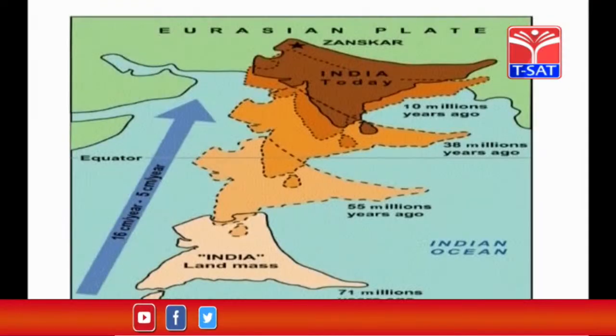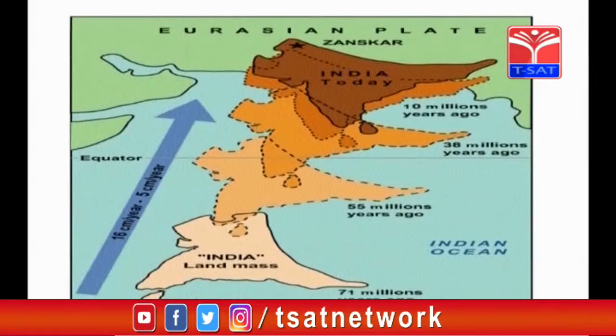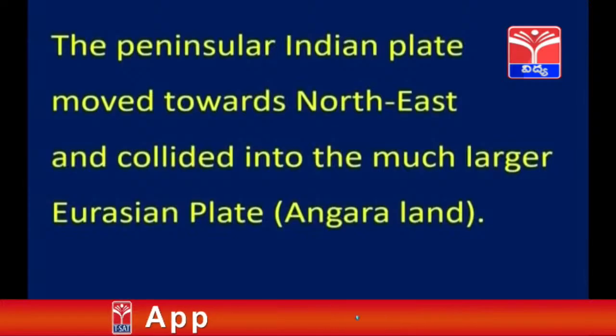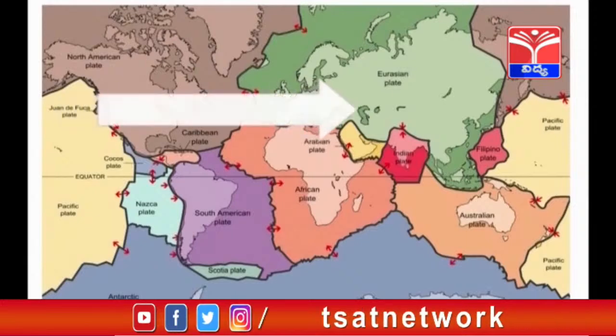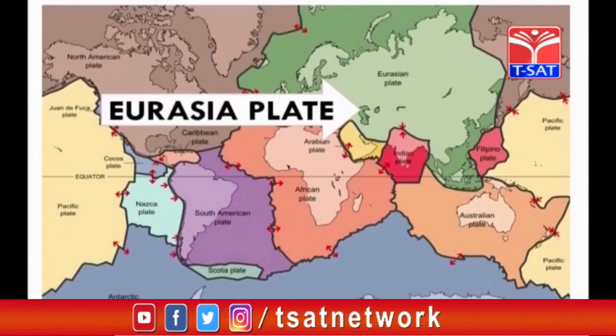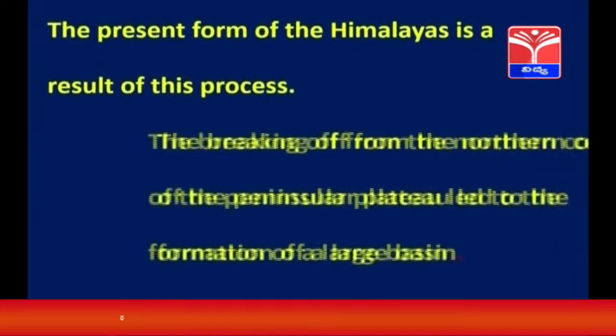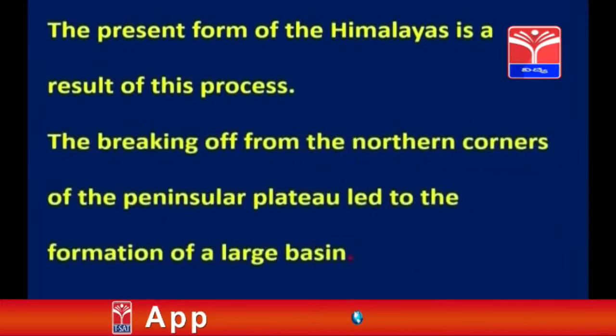Like this one, in the map you can see the movement of the land towards the northeast side and collide with the Eurasian plate towards the north side, and collided into the much larger Eurasian plate, which we also called Angara land. This is the Eurasian plate in the map. The present form of Himalayas is the result of this process.